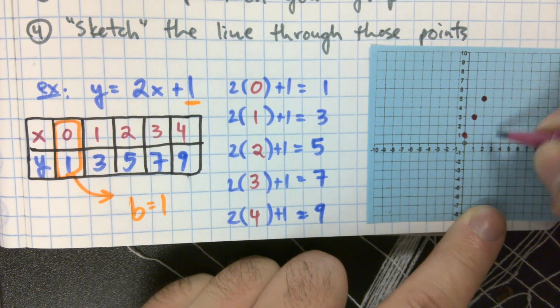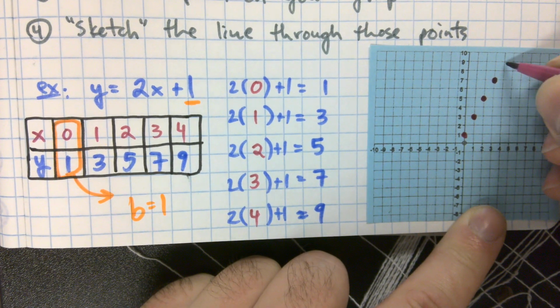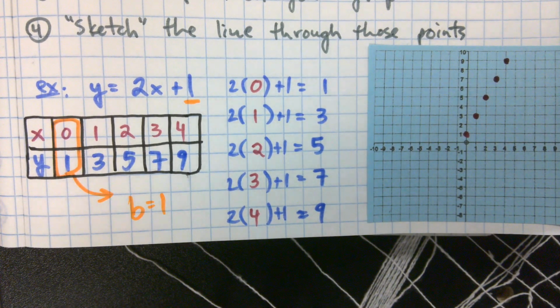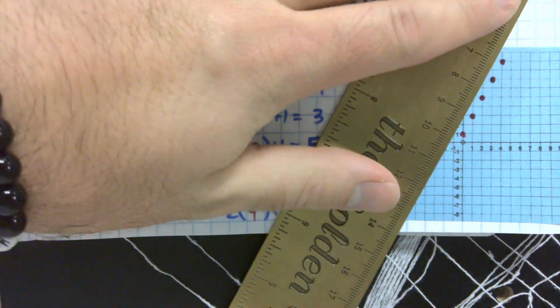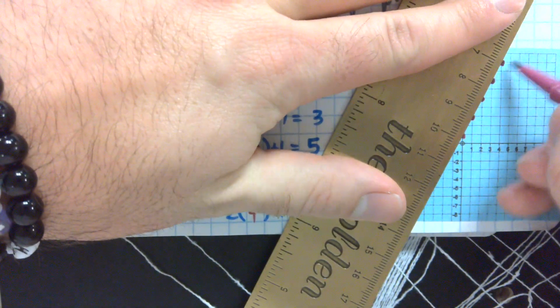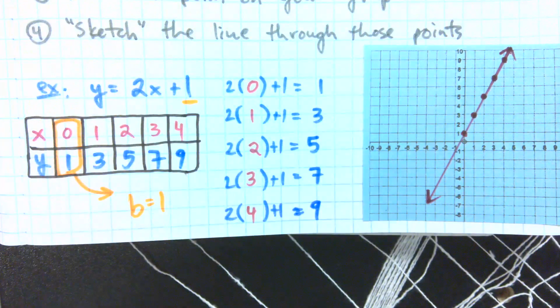3, 7, we go over 3, up 7. 4, 9, we go over 4, up 9. And you should see a nice straight line forming on our graph. If your line is not perfectly straight, something went wrong. Double check that and make sure that you've got everything correct.